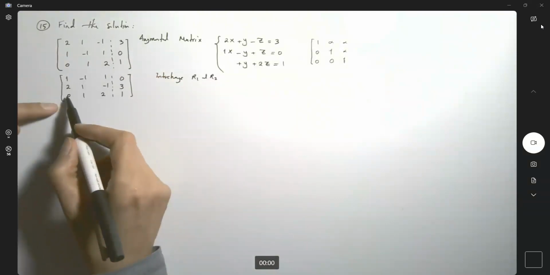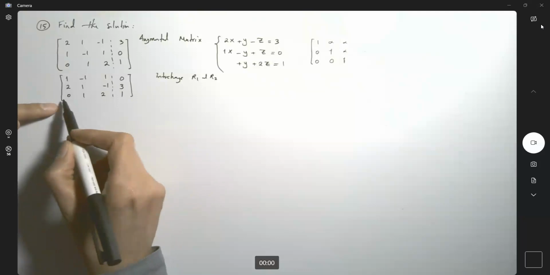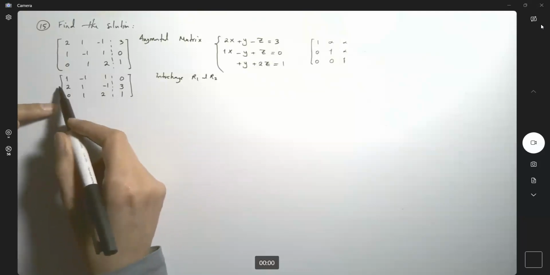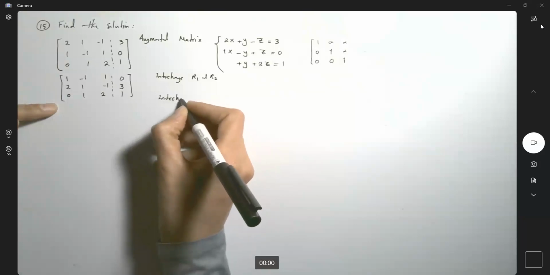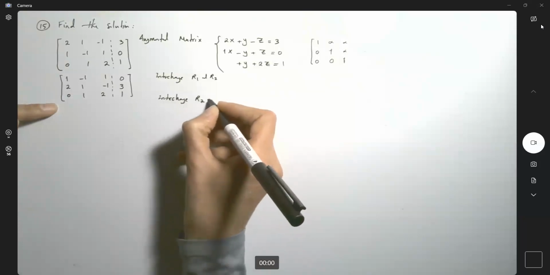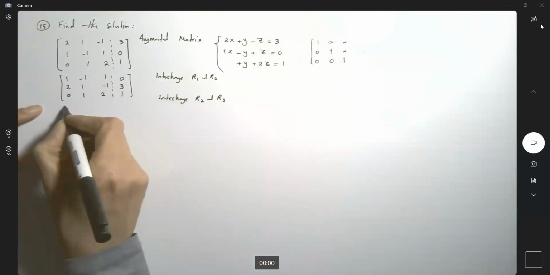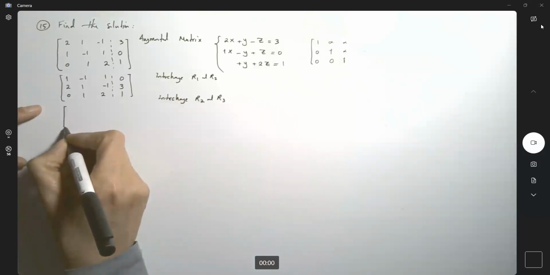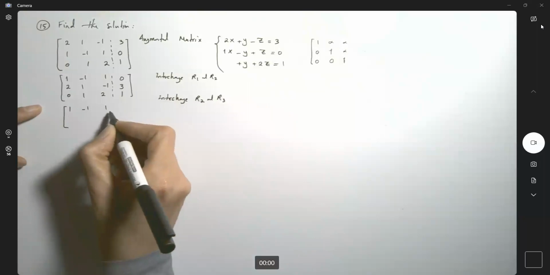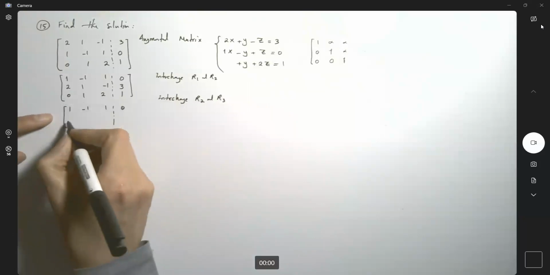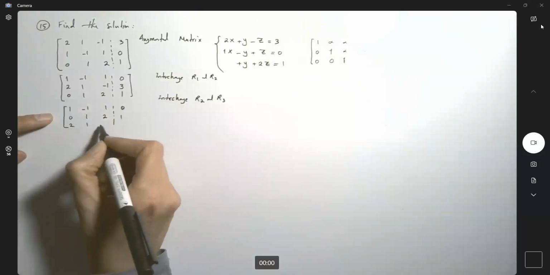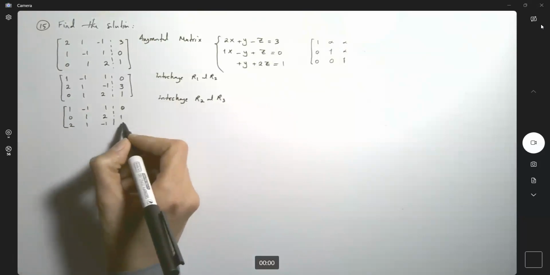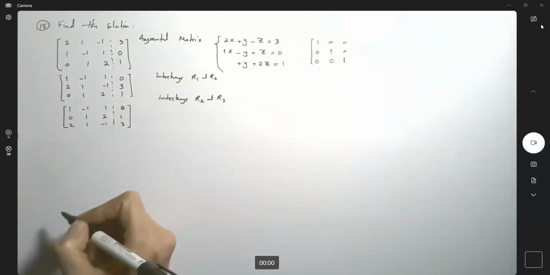And I say, hey, I have a 0 on this row. Why not interchange R2 and R3? Let's do that. Interchange R2 and R3. So this guy becomes the following. 1, negative 1, 1, 0, and then interchanging these two, 0, 1, 2, and 1, and then you have 2, 1, negative 1, and 3. Perfect.